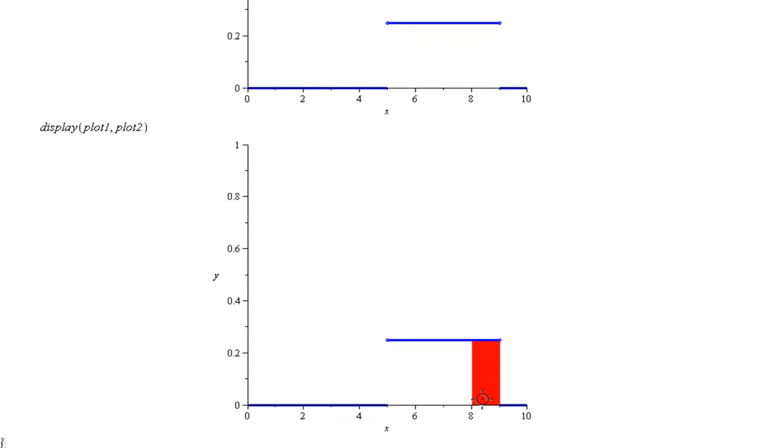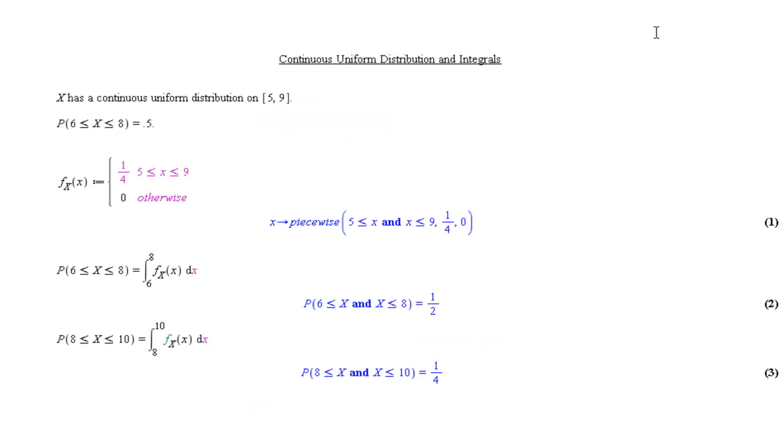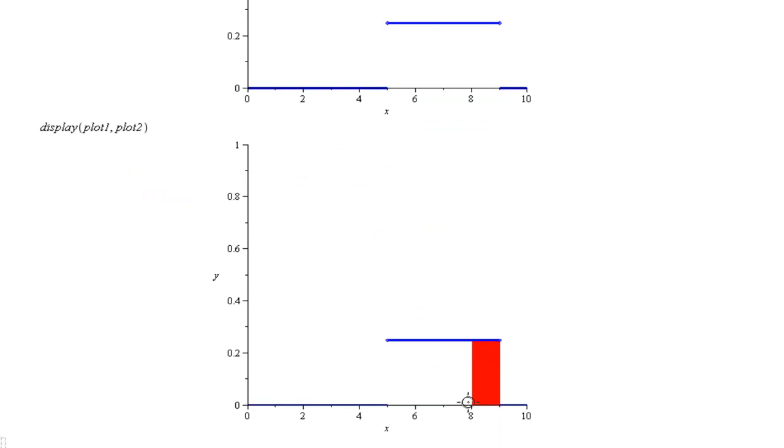Okay, so again, even though I integrated up to 10, the PDF, my function f, is 0 if x is not between 5 and 9. Out here to the right of 9, my function's 0, so the integral doesn't add anything there. Okay, so that's 1/4.